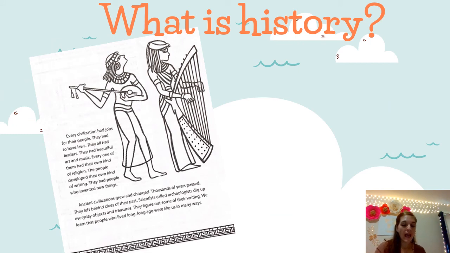Okay, keep reading. Every civilization had jobs for the people. Ooh, very good. Remember, specialization of labor. They had to have laws, leyes from their gobierno. They all had leaders. They had beautiful art and music. Remember the culture? Every one of them had their own kind of religion. Unfortunately, not all of them believe in the real God. The people developed their own kind of writing, and they had people who invented new things.